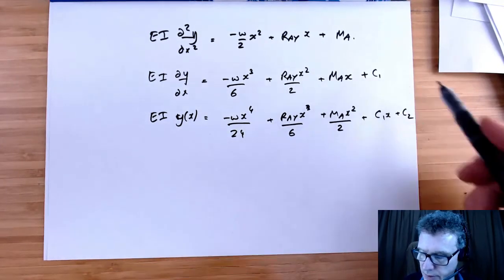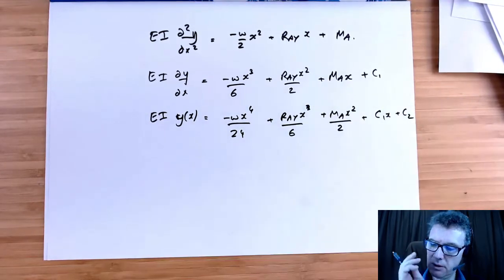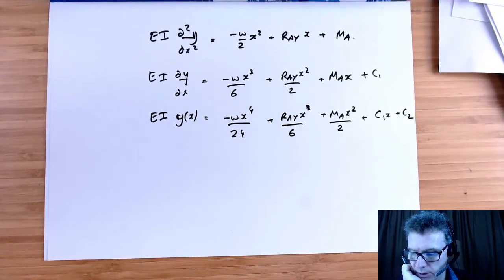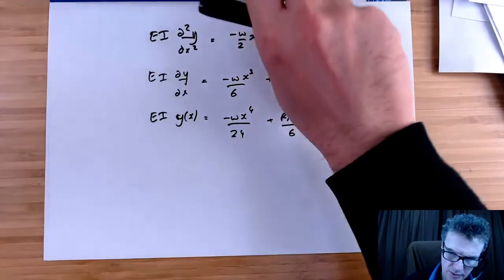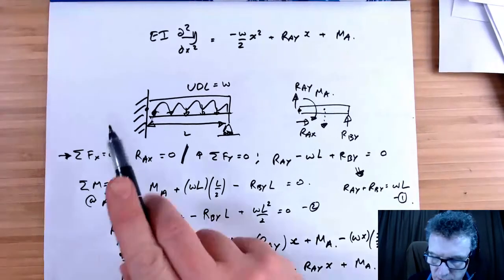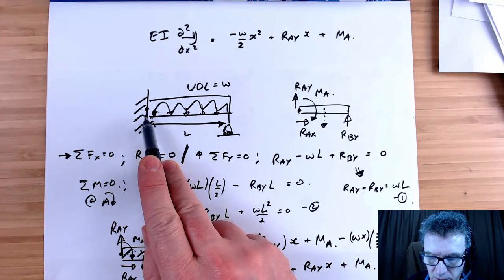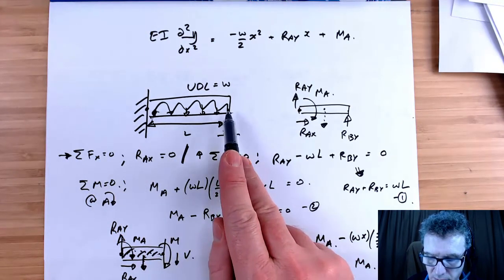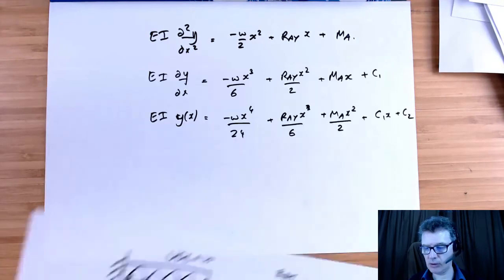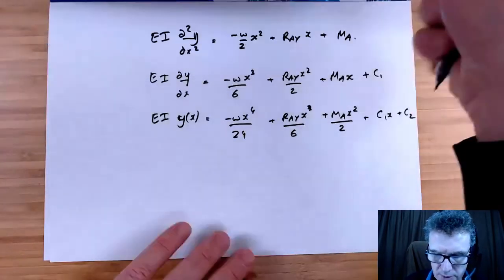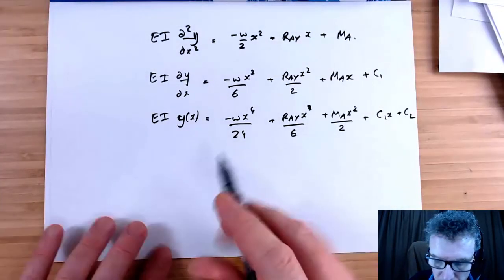Forgetting my constants. Right, so there we go. What do you want me to do next? Go back to the problem and start applying boundary conditions, please. Okay, so the first obvious boundary conditions we've got are that y equals 0 when x equals 0, and y equals 0 when x equals L. They're the first obvious boundary conditions to apply.